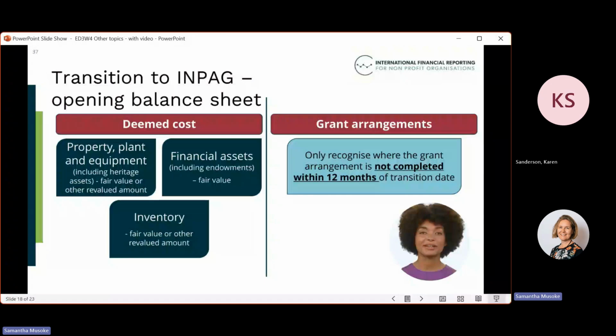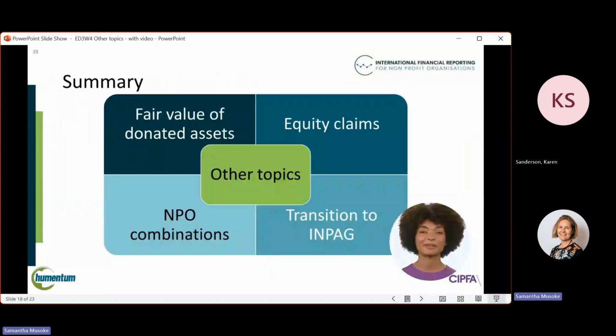This video describes a limited number of amendments across several sections that have been made as a consequence of changes to other sections of INPAG. These sections have not been reviewed in depth. Donated assets can be significant for NPOs. Sections 16, 17, and 18 have been updated to clarify that the initial recognition of donated assets using fair value creates a deemed cost for donated assets.